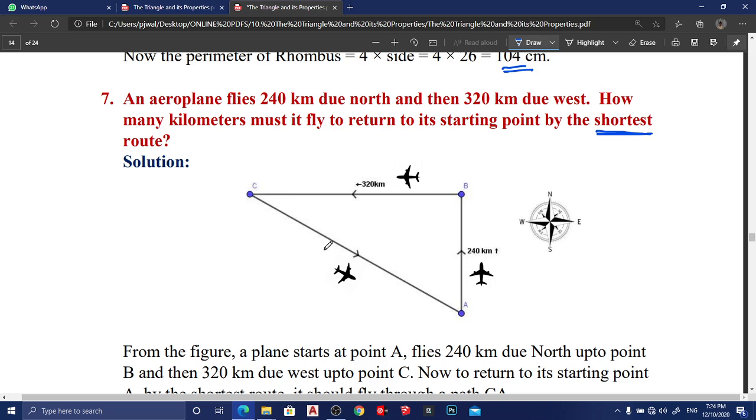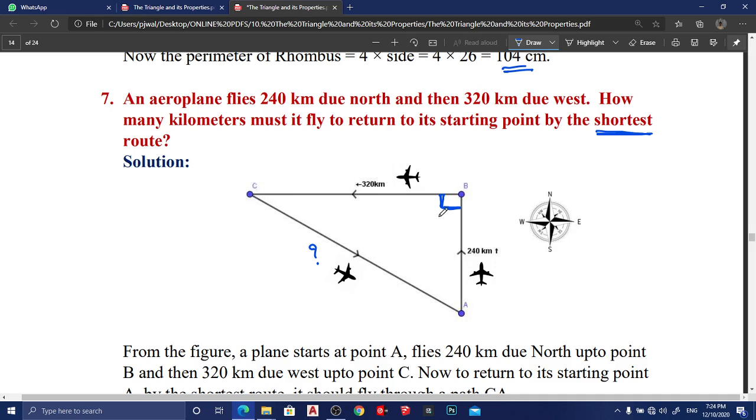Now by observing this figure, we can find out that this is a right angle triangle because it is turning here directly at a 90 degrees angle. So that's why this becomes a right angle triangle. Now you know the lengths of these two sides. We can find out this shortest distance, which will be the hypotenuse, nothing but the longest side of this triangle. Even though this is the longest side, this will become the shortest distance between the starting point and ending point.